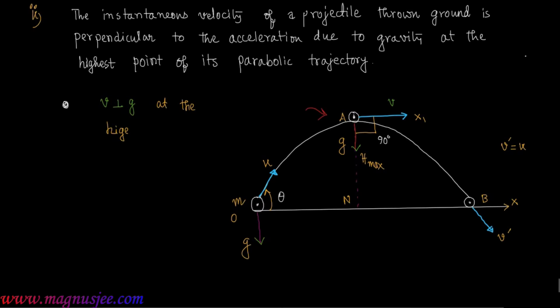Acceleration due to gravity, small g, acts downwards, and V, the velocity of the projectile at the highest point A, will be in the tangential direction AX1.